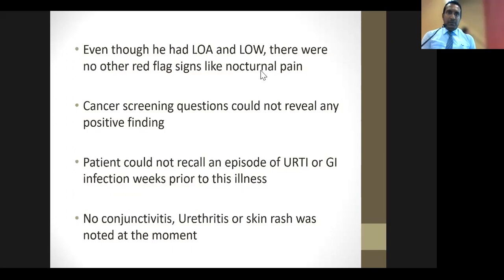And even though he had loss of appetite and loss of weight after the pain, his cancer screening questions could not reveal any positive finding. Patient could not recall any episode of upper respiratory tract infection or gastrointestinal infection preceding this illness. At that moment, he didn't have any features suggestive of conjunctivitis or urethritis either.